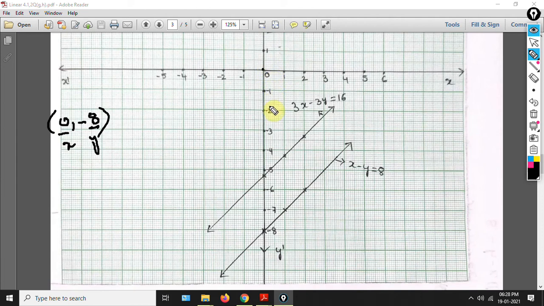This vertical line is y-axis, but minus will be there. Where will minus be? Below. So minus 8, where is it? Here minus 8 is there. So here we will put a dot. Okay. Here I am putting a dot. Next point is what he gave.